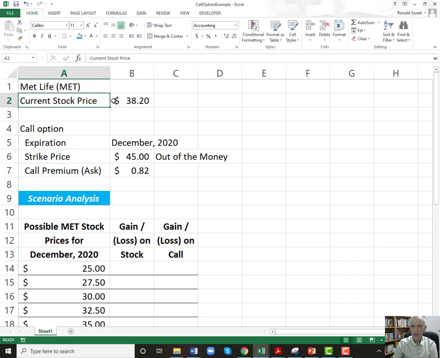Would you buy a stock that you can buy for $38.20? Would you execute an option and buy for $45? No, you definitely would not do that. It would not be worth it to you. You can just buy the stock for $38. Why spend $45?